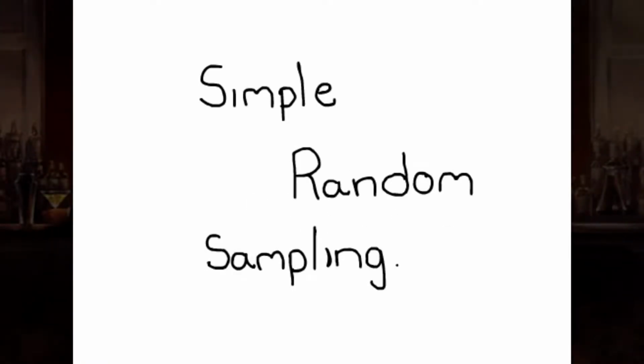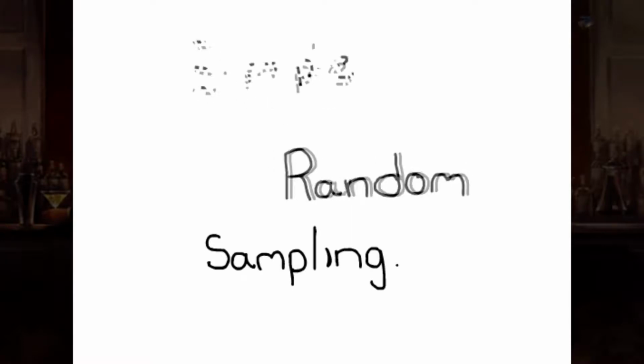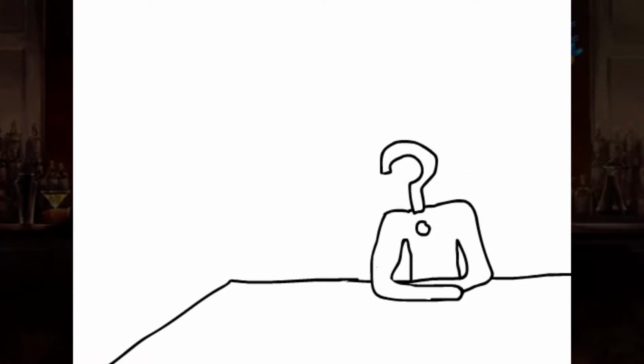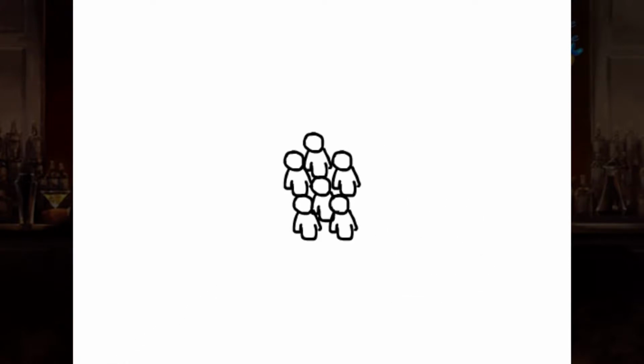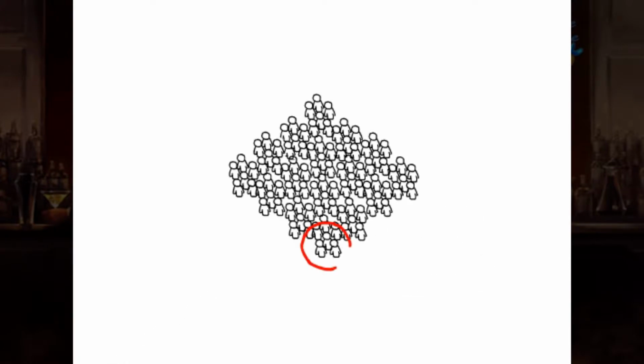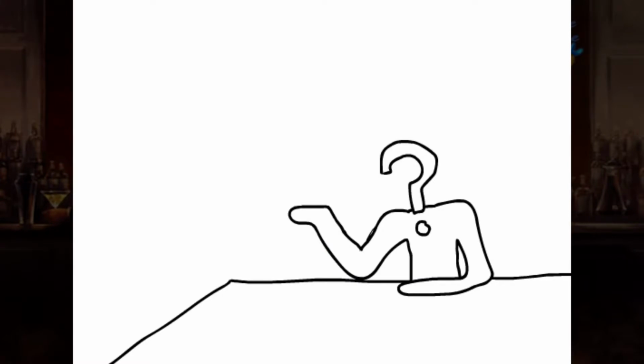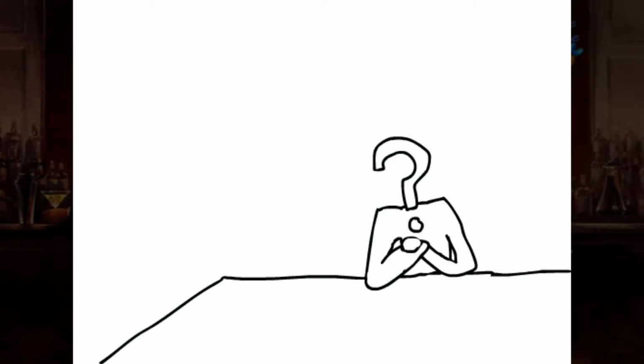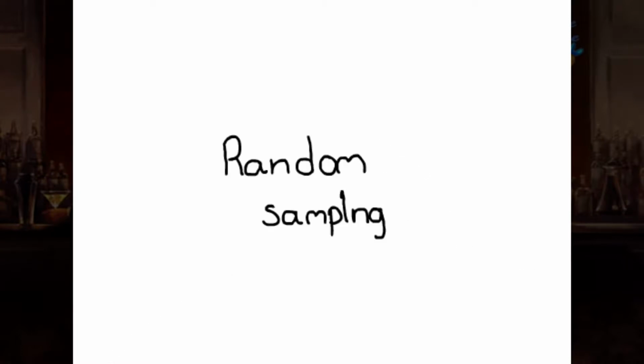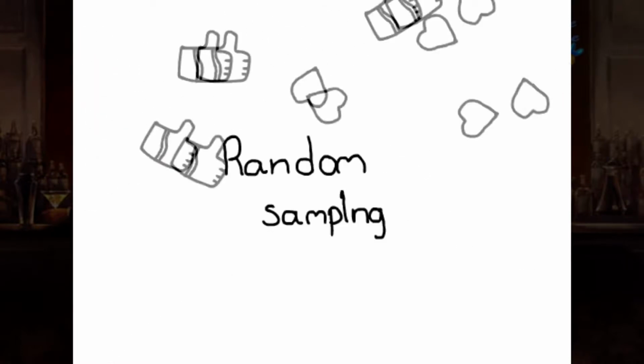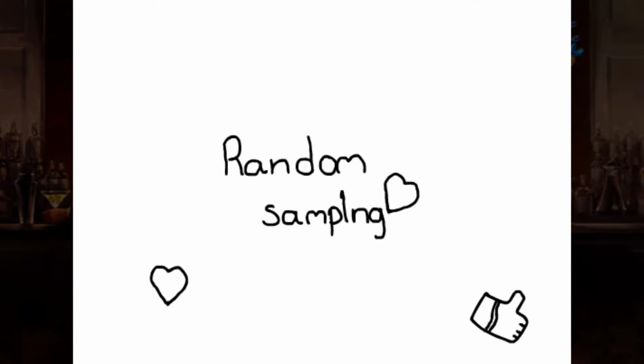Now, we're going to talk about simple random sampling, more simply known as random sampling. Random sampling is the most basic and straightforward method for obtaining a sample group from a larger population. The main purpose of this method is to eliminate any sort of bias from the selection process. Because of this, random sampling has become a popular and widely used method in experiments.